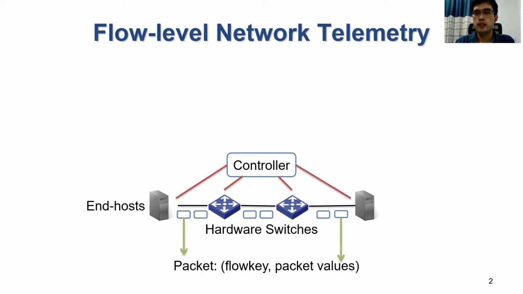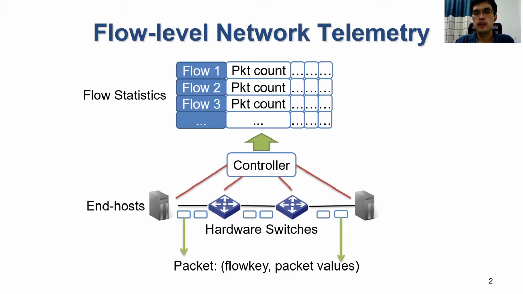For each packet in the network, we abstract it as a key value pair. The key identifies the flow this packet belongs to, and the values indicate the information carried by this packet. The goal of flow level monitoring is to group packets into flows based on flow keys and compute various statistics such as packet count, byte count, and so on.